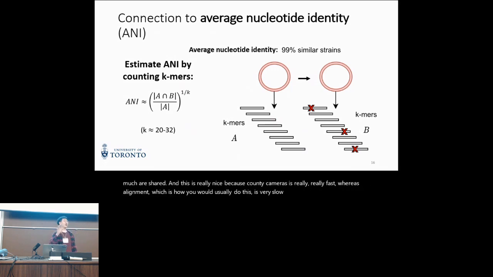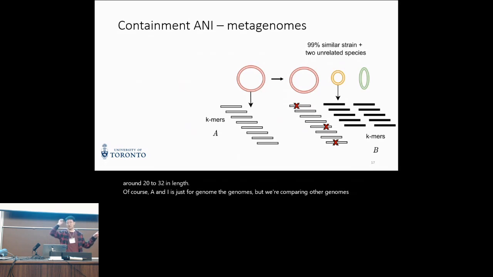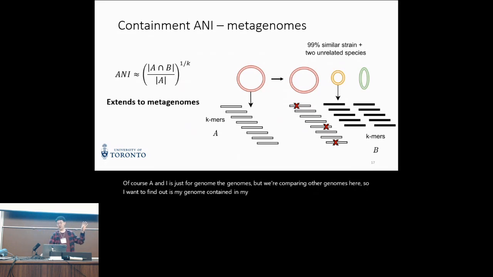And in practice, our k-mers are around 20 to 32 in length. Of course, ANI is just for genome to genomes, but we're comparing metagenomes here. So I want to find out, is my genome contained in my metagenome? The thing about that formulation I showed before is that I'm just doing intersections of k-mers, and this generalizes to metagenomes. Obviously, there are some issues here about what this really means. It's kind of like a nearest neighbor sort of ANI, but it works, and you can just extend the formula.